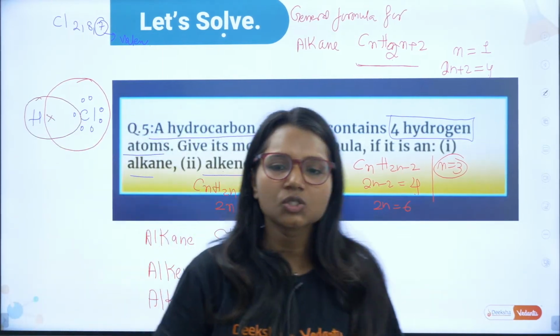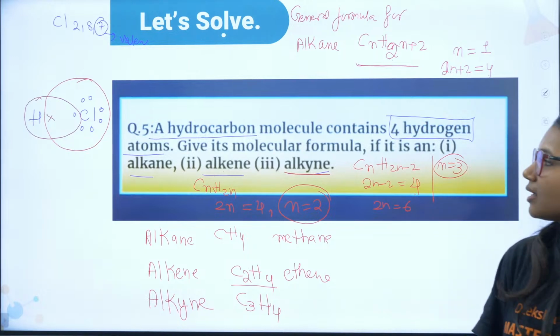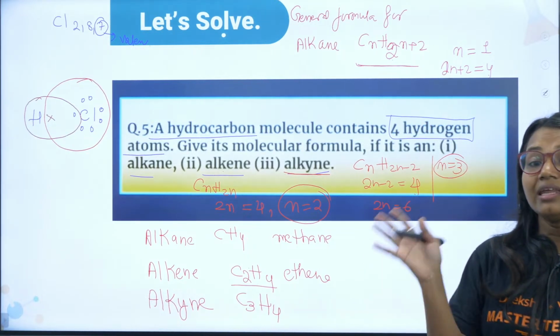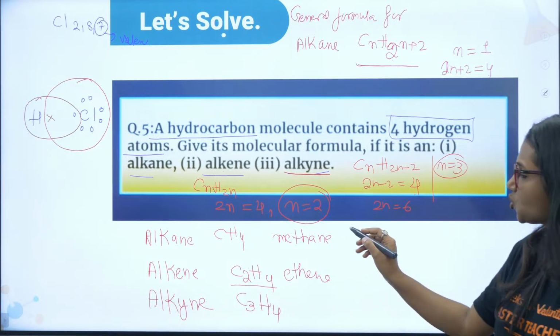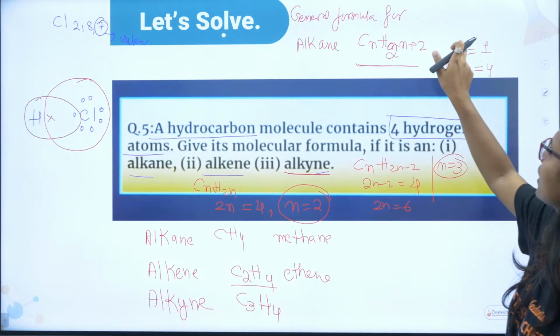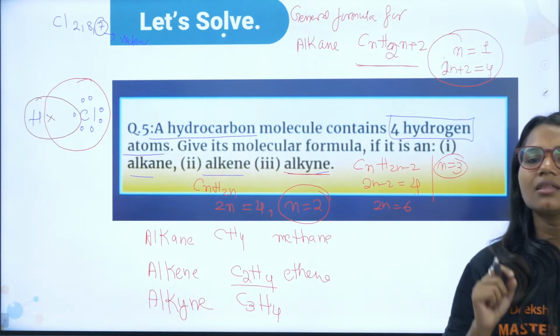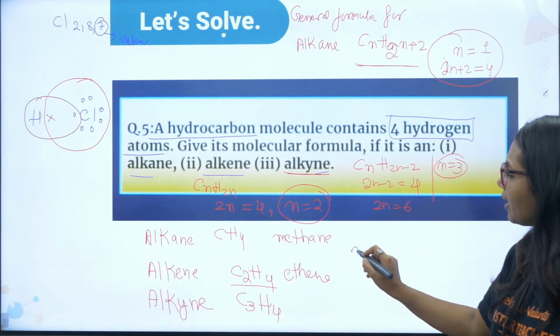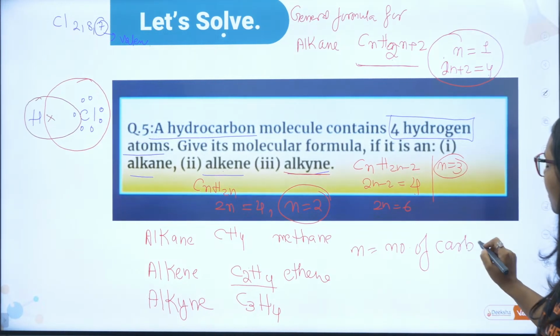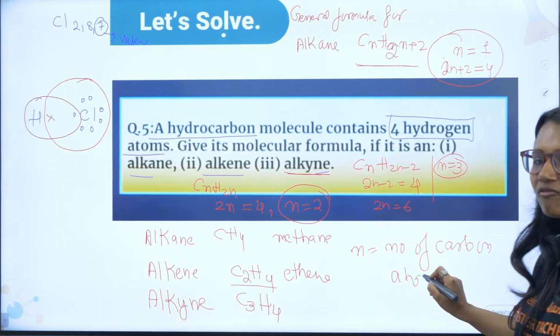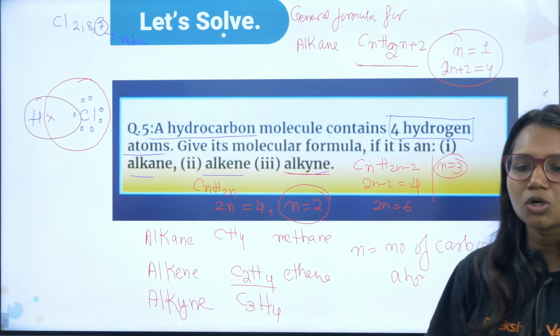C3H4. Understood, guys? Did you guys understand this question? If any other type of question comes, will you be able to solve it? Yes? Just put the formula, equate the number of hydrogen. You will get the N value. N value here is the number of carbon atoms. Okay, guys? Fine. Did you understand this question?